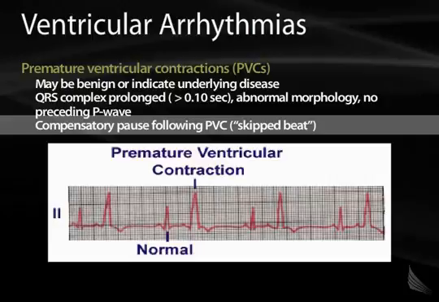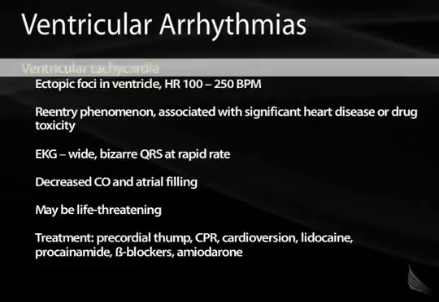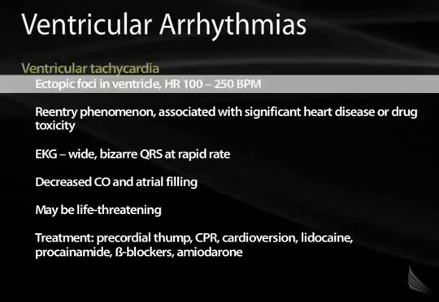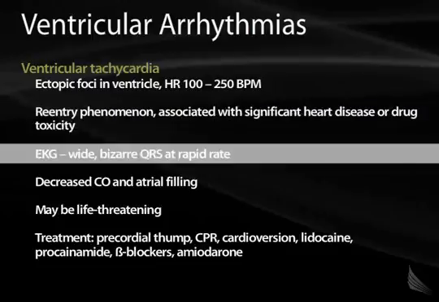Ventricular tachycardia is a very worrisome condition caused by an ectopic focus in the ventricle, a cell that is abnormal, that is generating a reentrant rhythm within the ventricle. The heart rate of ventricular tachycardia usually ranges from 100 beats per minute to 250 beats per minute. Usually it's associated with heart attack or ischemia or some type of drug toxicity. Usually the QRS complex is very wide, greater than 0.1 seconds, and the shape is often irregular.